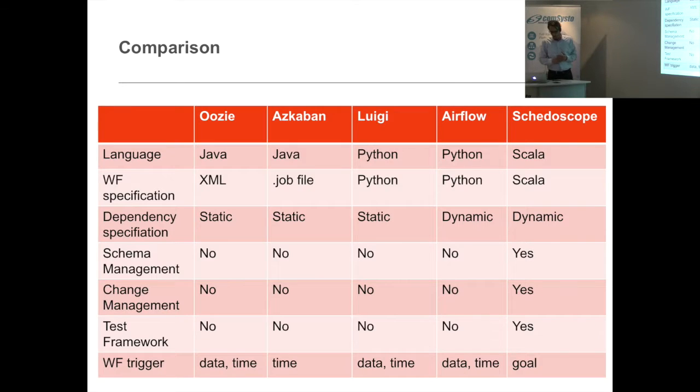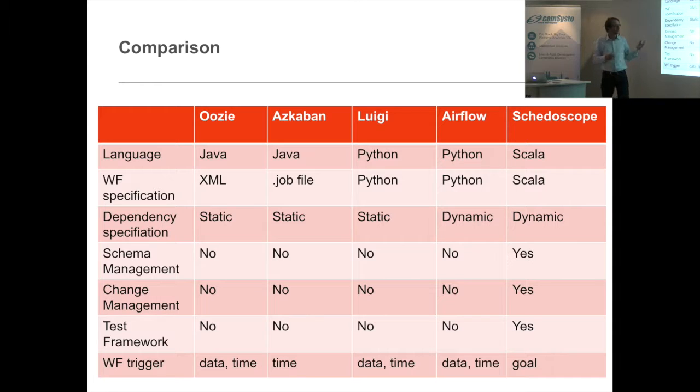And finally, a little comparison with the other tools out there. As a disclaimer, I've been working really a lot with Oozie at Otto, so we were pushing Oozie to its limits. I've been working a lot with Airflow, and of course, in Schedoscope there is Azkaban, which is also a very old system, and there is Luigi.